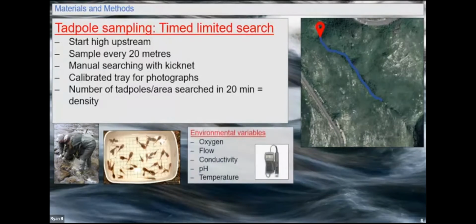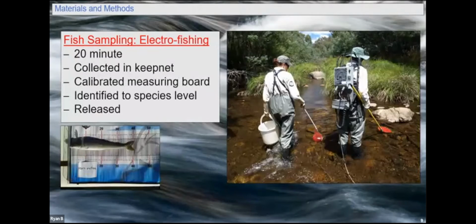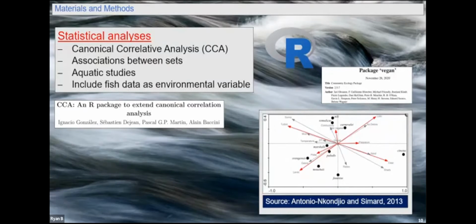Important habitat variables will be measured with a HANNA water quality multimeter, and physical properties of the stream will be measured using a tape measure and calibrated depth rod. Electrofishing will be used to sample fish. 20-minute searches with the electrofisher will be conducted with all fish collected in a keep net. Fish will be photographed on a calibrated measuring board, identified to species level, and released unless specified otherwise by landowners or governing bodies. I will use the CCA package in R to run a canonical correlative analysis.